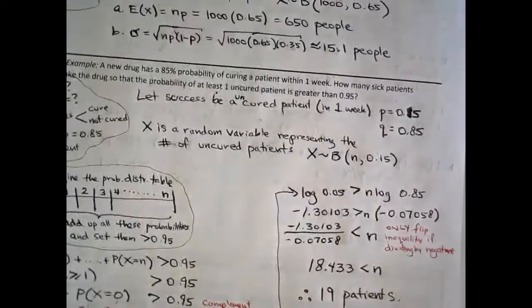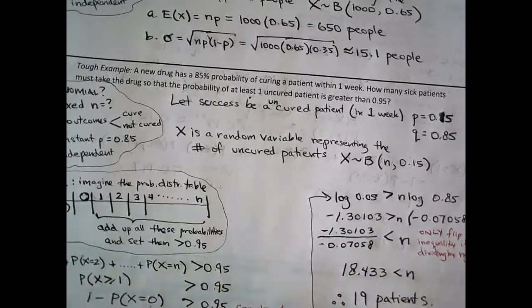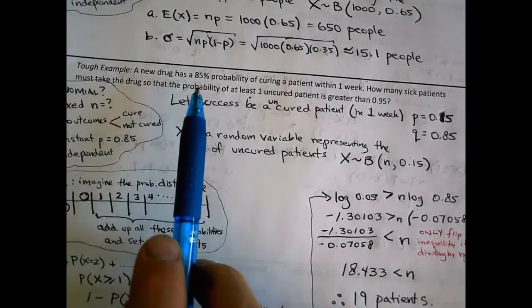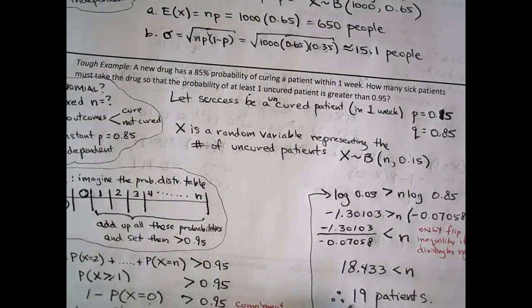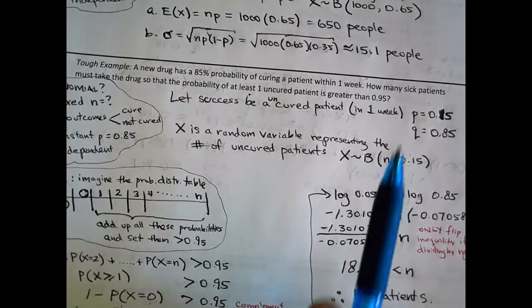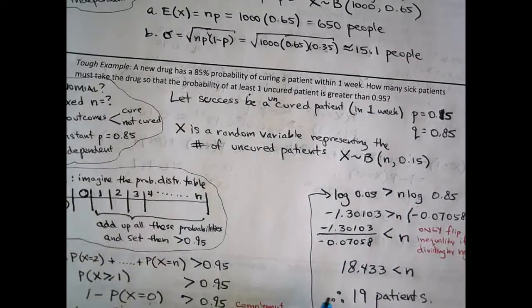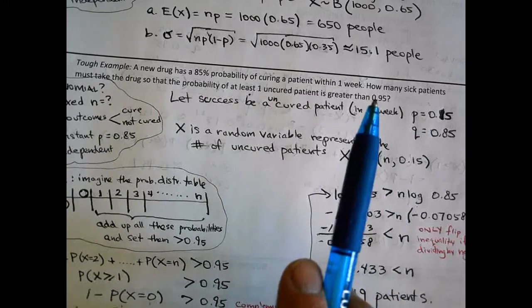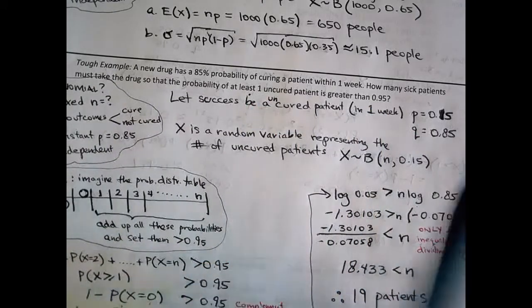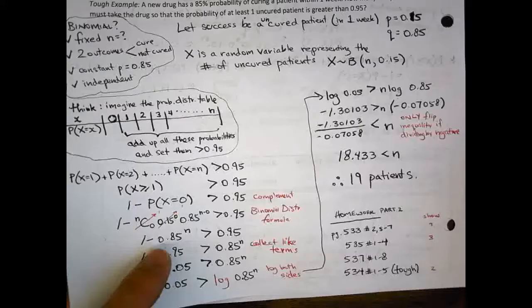So think about what this was asking. You have some cure that's pretty good at helping people. If 19 people take the treatment, you have a 95% chance that at least one person it's going to work on. And that's important to know how effective the treatment is.